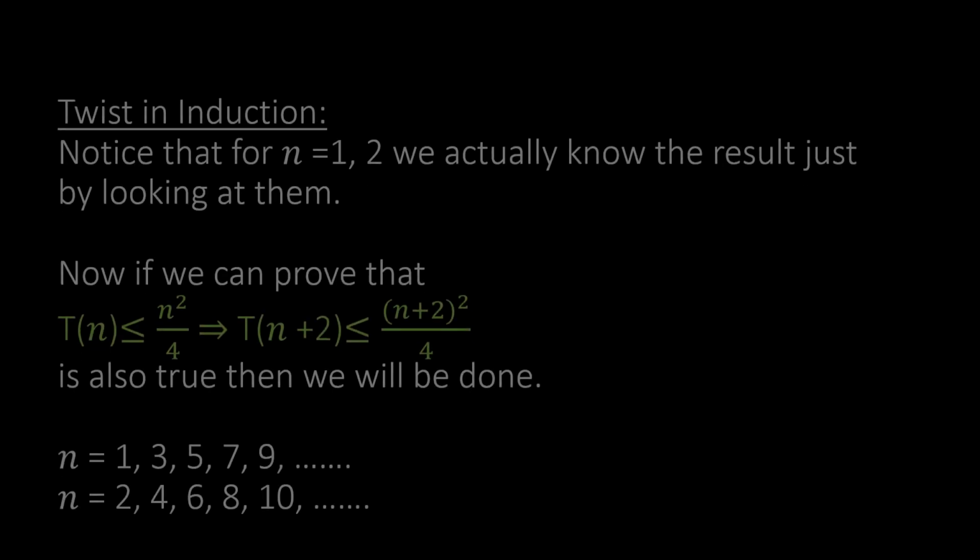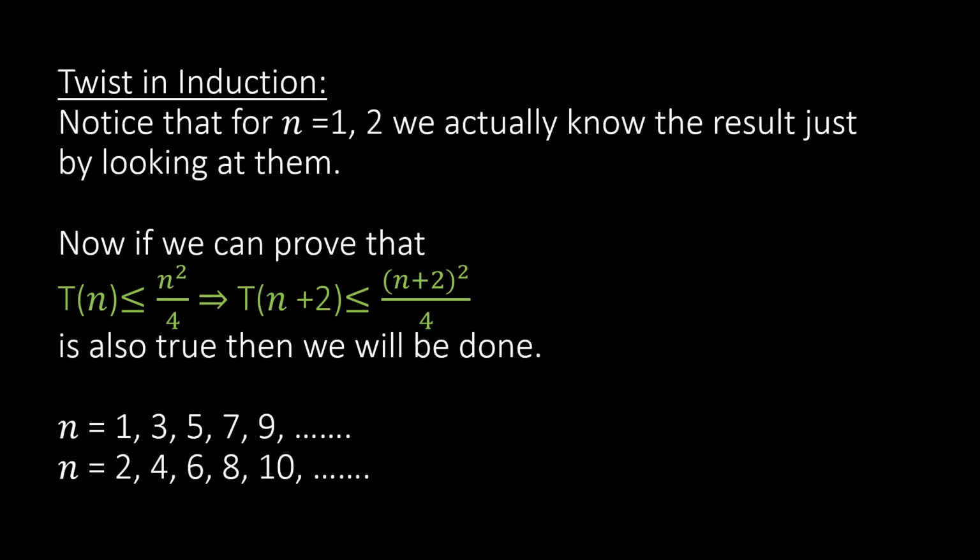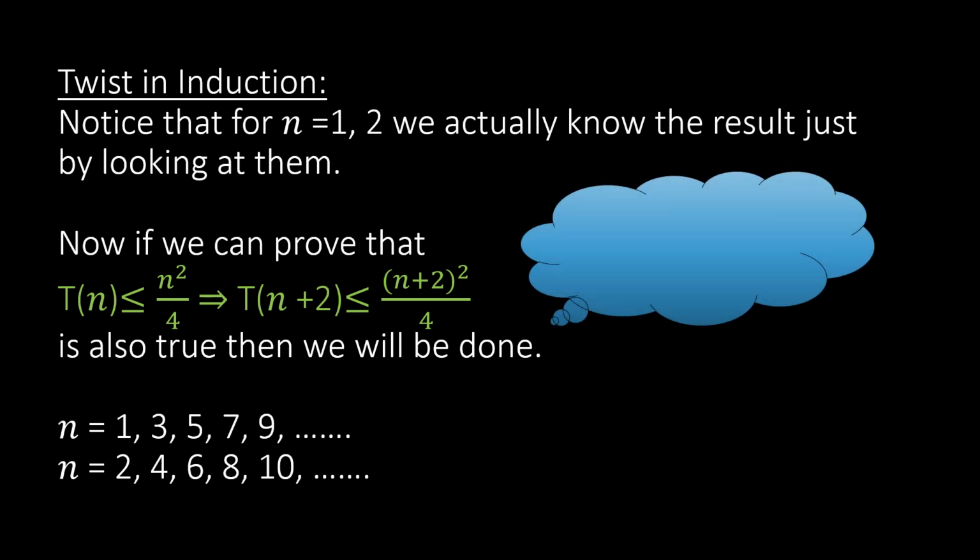Now notice that when we have 1 vertex or 2 vertices, we can get the result directly just by looking at them. So therefore we know the result for 1 and 2. So if we now prove that if the statement is true for n, it implies that the statement is true for n plus 2, then we will be done, because 1 will imply 3 will imply 5, and so on, and 2 will imply 4, and 4 will imply 6, and so on. This will be our new goal.